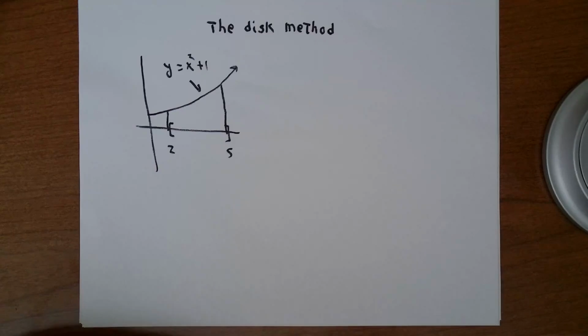Think about the graph of y equal x squared plus 1, starting at x equal 2, ending at x equal 5. If I wanted to know the area under that graph, we know what to do. Since x squared plus 1 is positive, we would just do the integral from 2 to 5 of x squared plus 1 dx. But in our current situation, that is not what we're going to do.